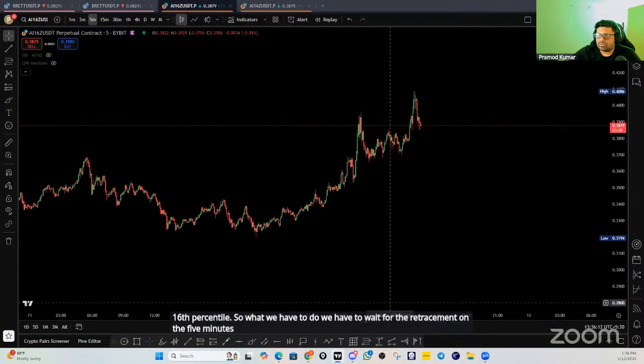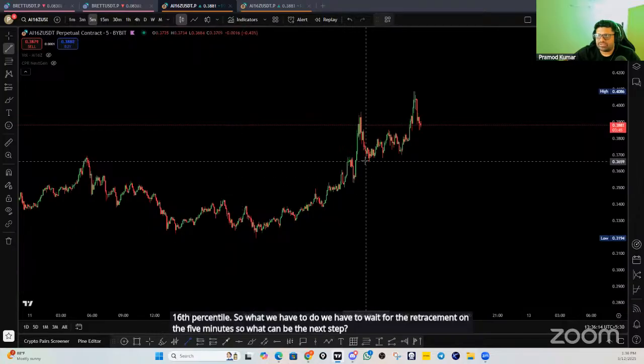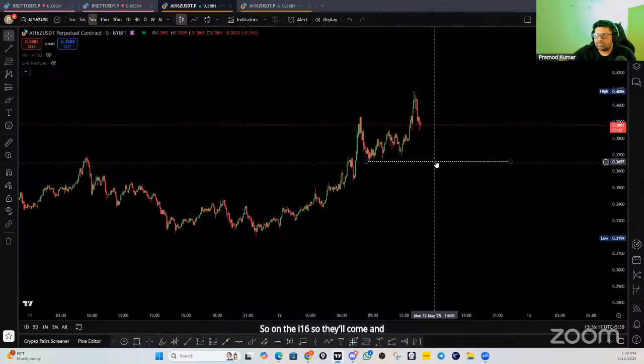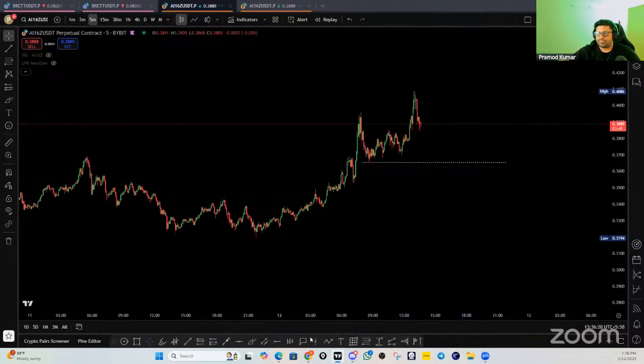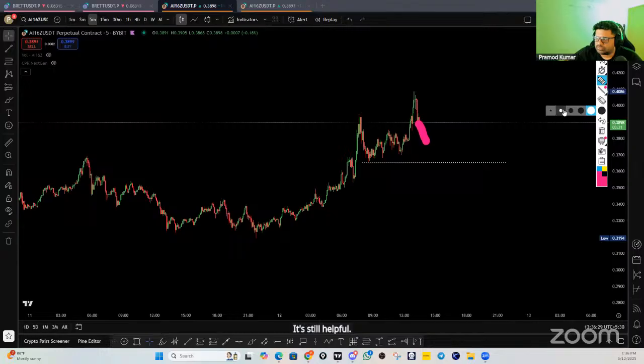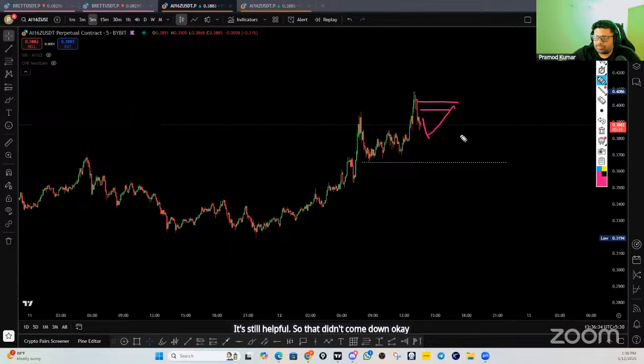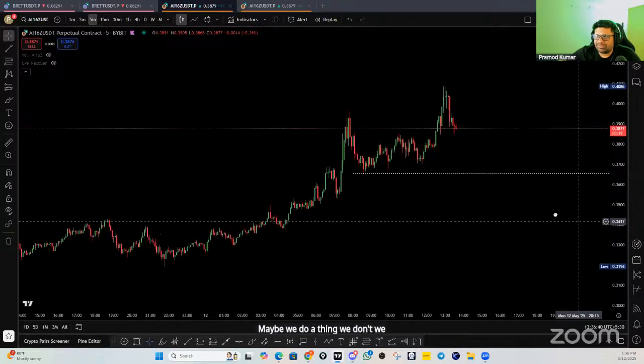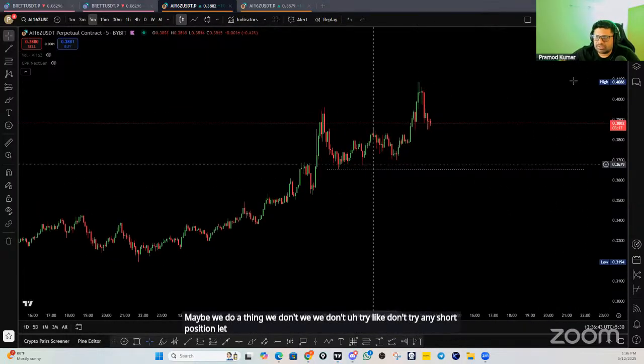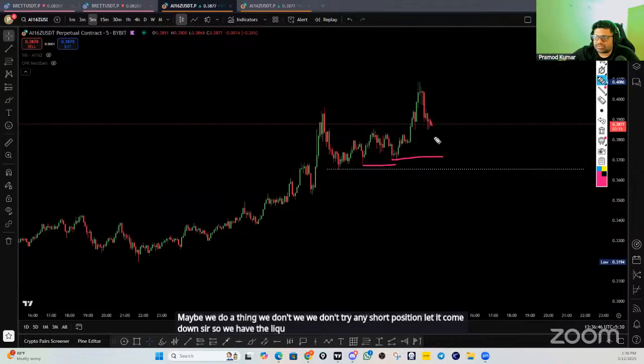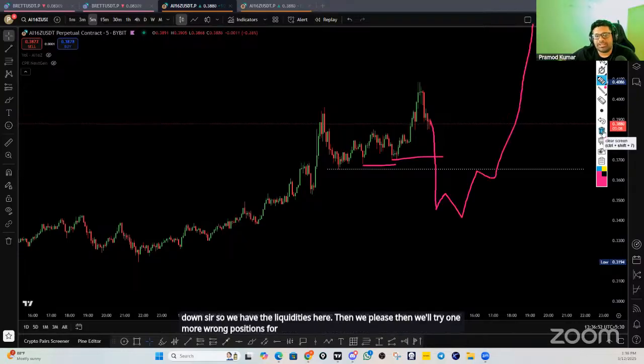So what can be the next? On AI 16, they'll come and sweep this one. Let it come down, maybe from the order block. Don't try any short position. Let it come down, sir. We have the liquidities here at this place. Then after they sweep this, we'll try one more long position for daily targets.